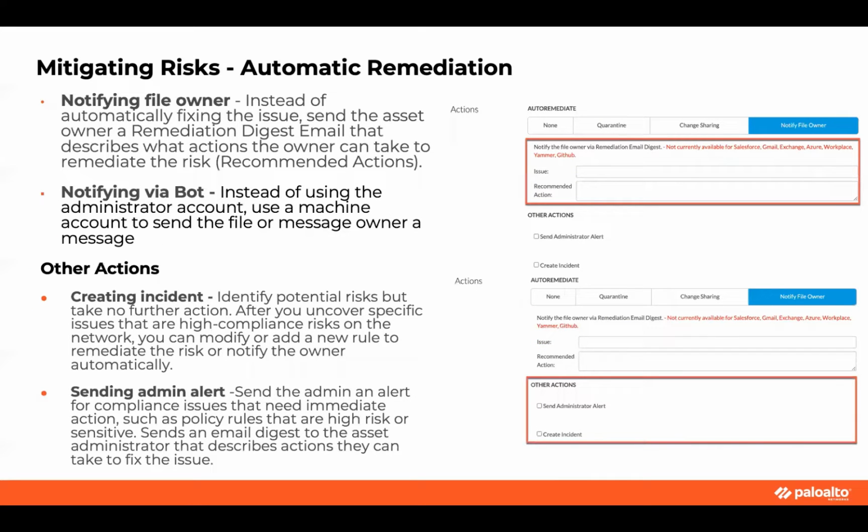You can also notify the file owner by sending a remediation digest email to the file owner. Notifying via bot is an option too. So instead of using the administrator account, you can use a machine account. The other options are creating incidents or sending an email alert to the administrators.